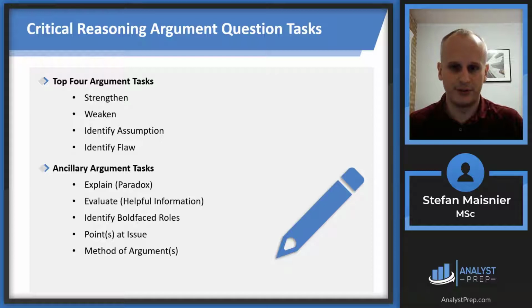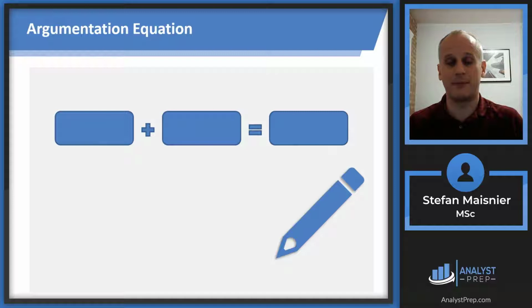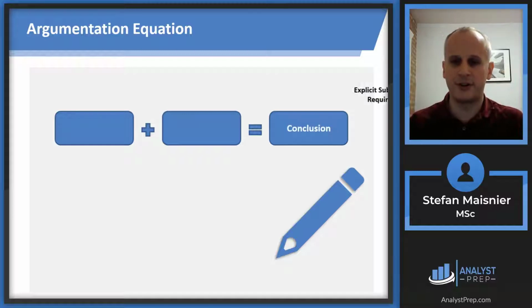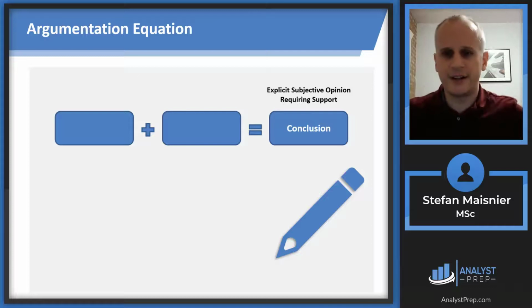You're just trying to abstractly articulate how the argument gets from the information it presents as fact to its ultimate conclusion. So now that we understand the question tasks, let's actually talk about the basis of all argumentation, which is going to be the argumentation equation. Now, all arguments will ultimately lead to a conclusion, and your conclusion is simply going to be your explicit subjective opinion requiring some sort of support.